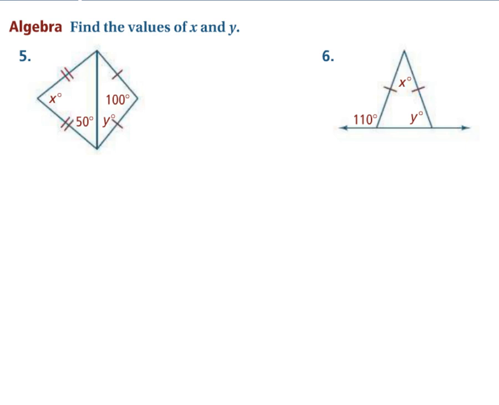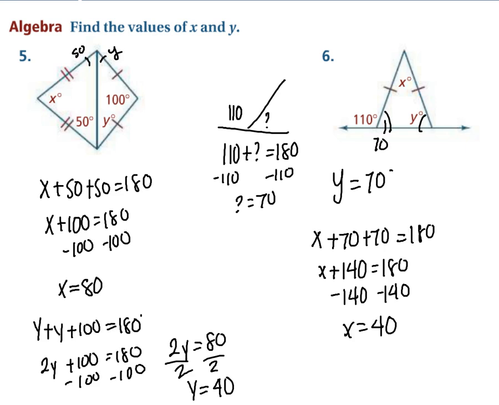Okay, here are the answers for 5 and 6. On 5, x is equal to 80, y is equal to 40, because those two angles are both 50, so I add them together, and I get 100, so x plus 100 equals 180, minus 100 from both sides, x equals 80. For y, these two angles are both y, so I get 2y plus 100 equals 180, minus 100, 2y equals 80, divide by 2, y equals 40.